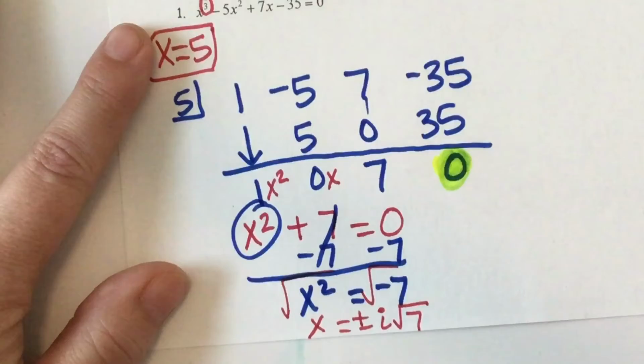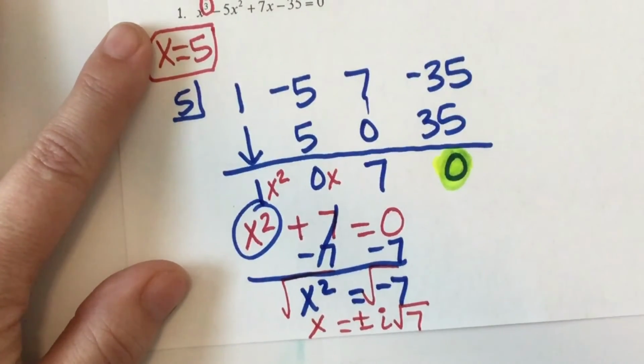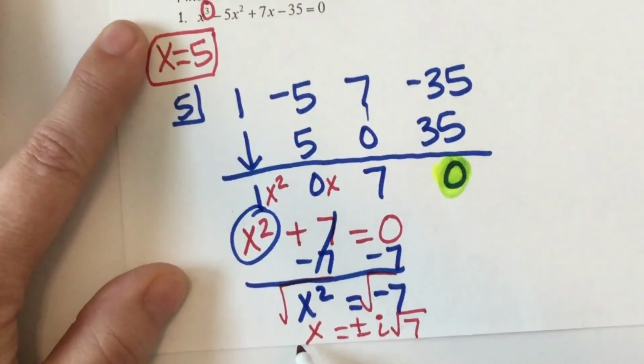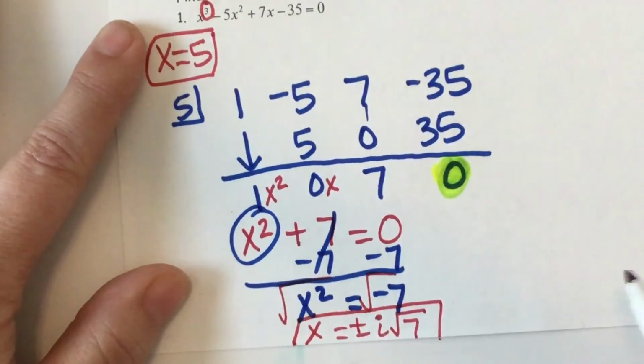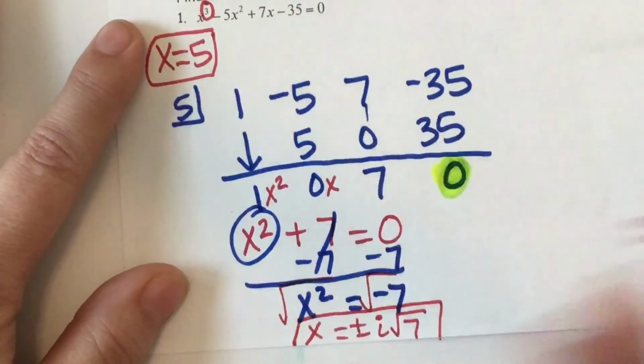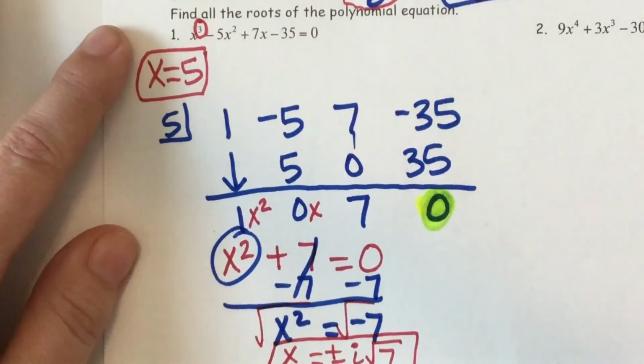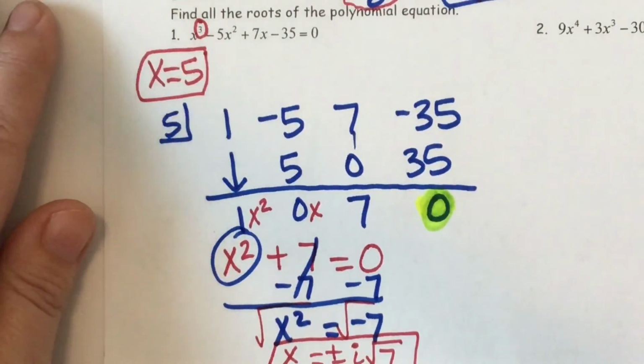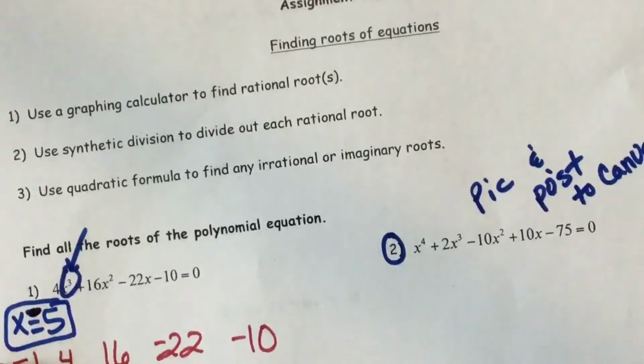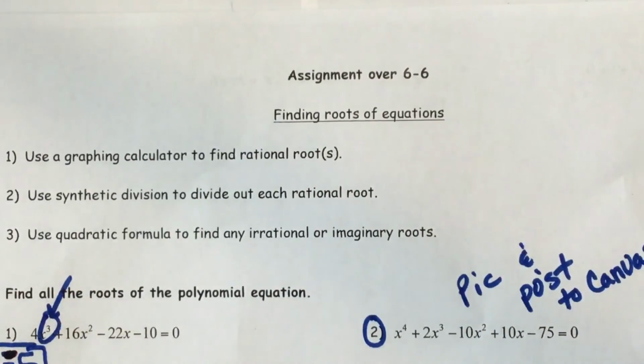And you can't take the square root of 7. You can't break it down. So that's it. And we've got 2 answers right here. And this was our third answer that we got when we used the graphing calculator. So 3 answers total.